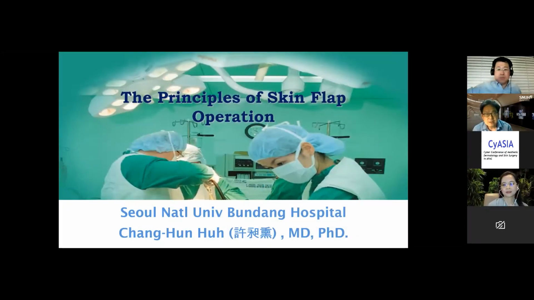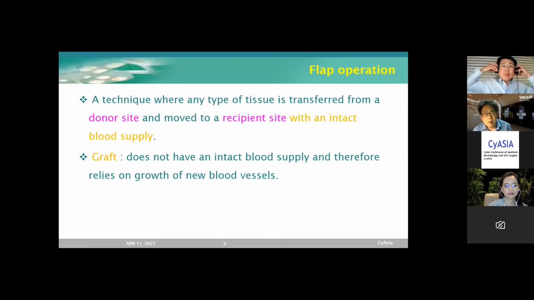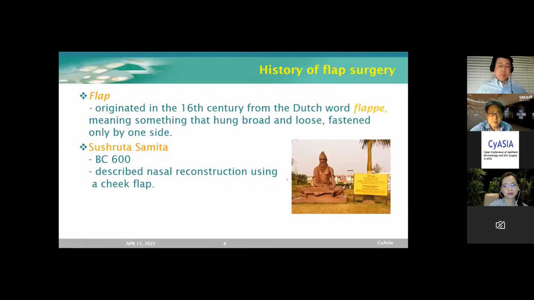So, introductory speech. The title is The Principles of the Skin Flap Operations. The flap operation is a technique to transfer tissue from a donor site to a recipient site with an intact blood supply, unlike the graft. The word flap originated from the Dutch word flappe, and the history of the flap started about 2,700 years ago from Indian literature.